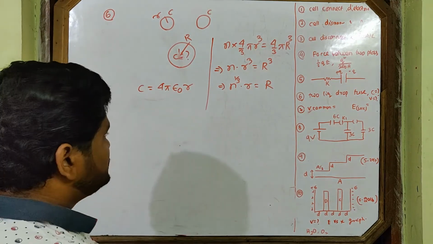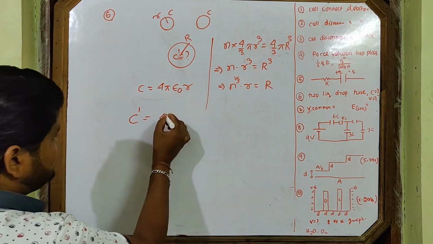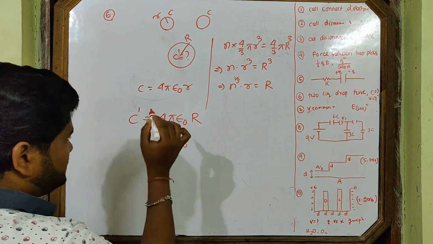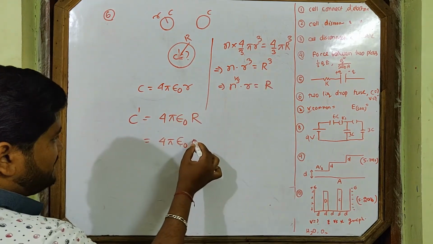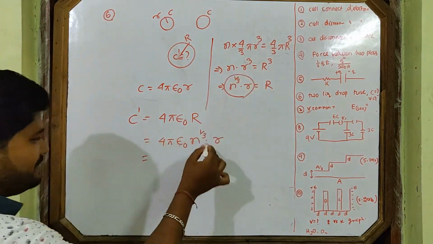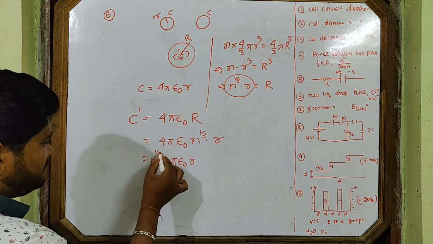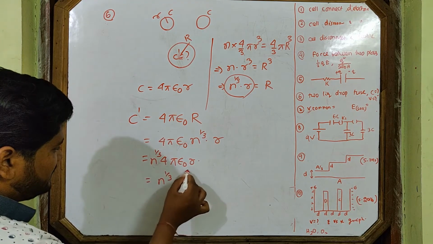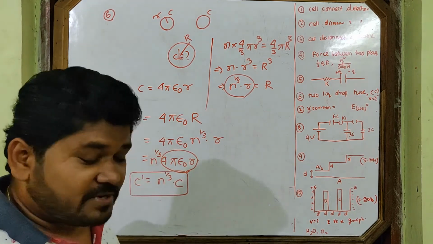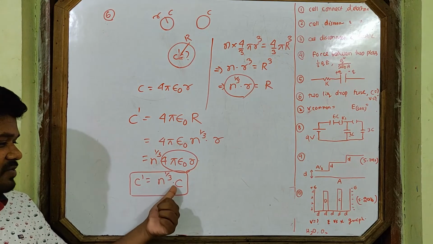So this is the capacitance of a small drop. But what is the capacitance of the bigger drop? C dash is 4 pi epsilon naught capital R. What is capital R? Capital R is n to the power 1 by 3 into small r. So 4 pi epsilon naught small r into n to the power 1 by 3. What is this? Small c. This is the new capacitance. You remember this formula? C dash is equal to n to the power 1 by 3 into c.